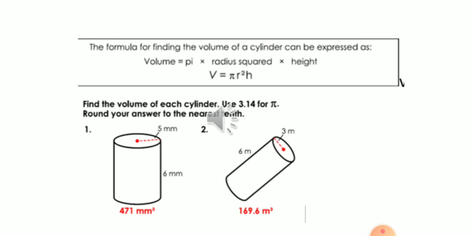The formula for finding the volume of a cylinder can be expressed as volume equals pi times radius squared times height. So here the volume of the cylinder equals 5 squared times 6 times pi.